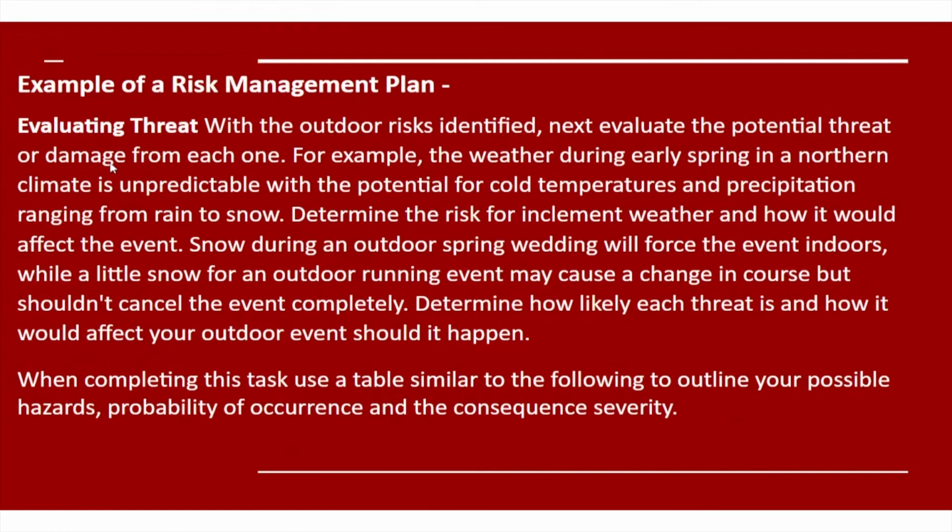We have to evaluate the threat. Outdoor risks identified. Next, evaluate the potential threat of damage from each one. So we basically do this multiplication of the probability of the event by its consequences. For example, the weather during early spring in a northern climate is unpredictable, with the potential for cold temperatures and precipitation ranging from rain to snow. Determine the risk of inclement weather and how it would affect your event. Snow during an outdoor spring wedding would force the event indoors, while a little snow at an outdoor event may cause a change in course, but shouldn't cancel the event completely.